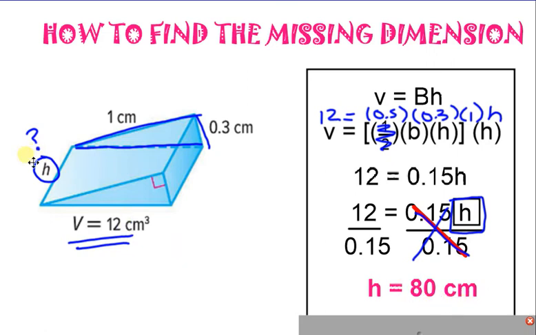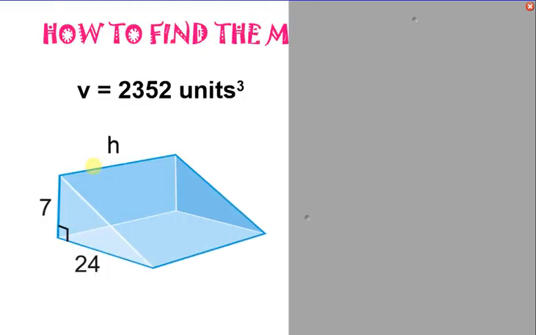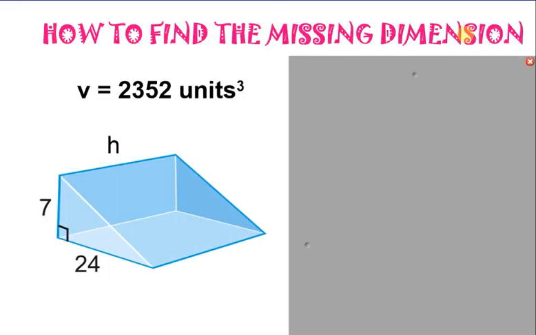And because it's a missing dimension, it's just one part of the shape, it's going to be just centimeters. It's not going to be squared or cubed. Okay? Let's look at another one of these examples. All right. So here again, we have a triangular prism. Now you'll notice that there's no centimeters, inches, or feet, so we just use units.